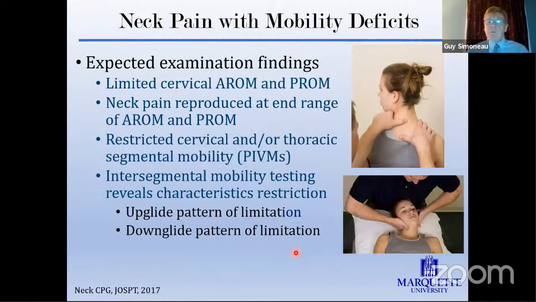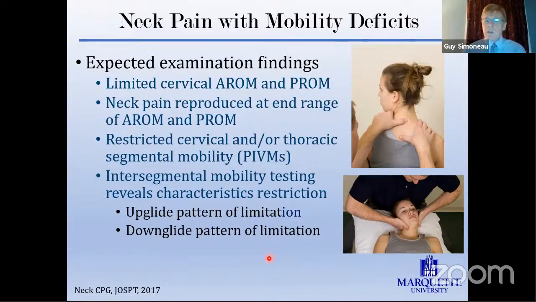Our expected examination finding will be limited cervical active and passive range of motion. And note here that when we look at the cervical spine, we like to include T1 to T4 because we know that mechanically this region here needs to move when you move your cervical spine. So when you're thinking of evaluating range of motion for the cervical spine, make sure you include that upper thoracic region, T1 to T4, part of the mechanics of the region.